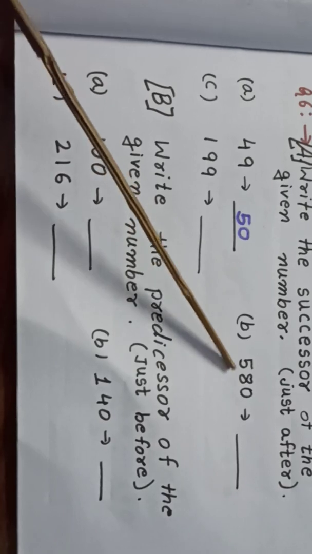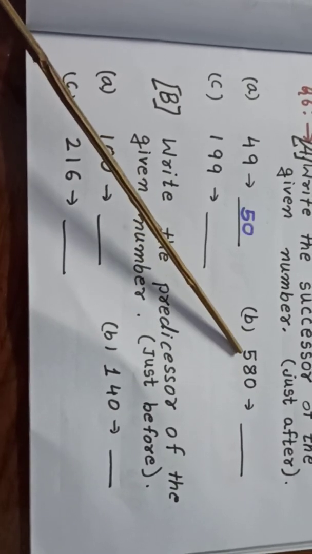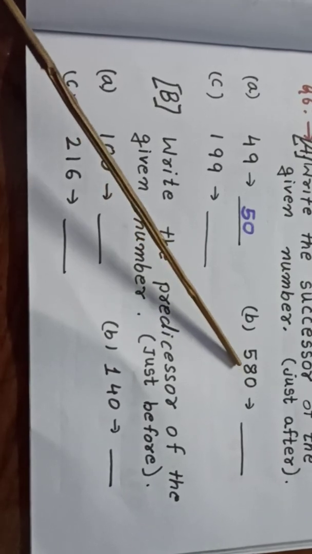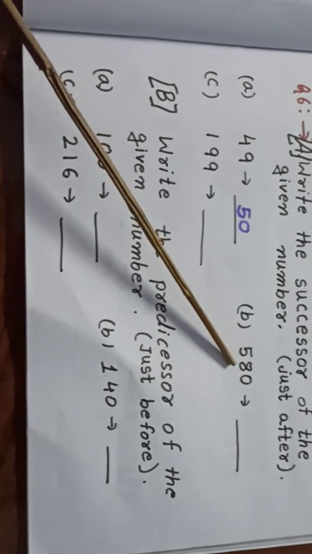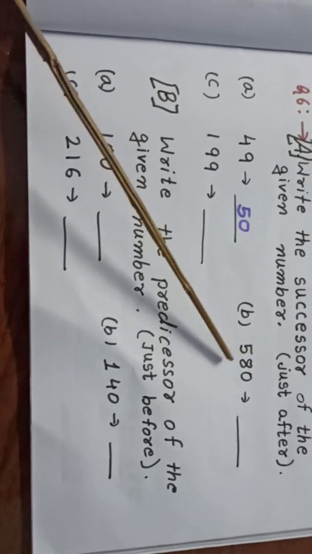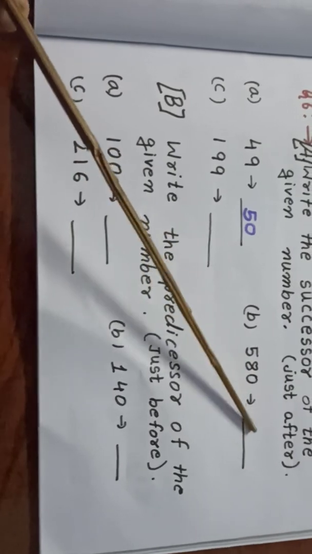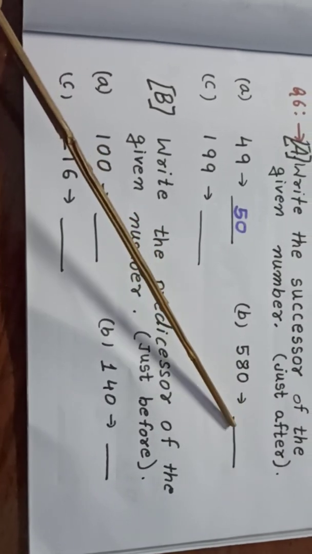Now it's your turn. Children, can you tell me what is the successor of 580? You only have to see the last 2 digits. So what is the successor of 80? Which number will come after 80? Yes, you are right, 81. So we can write the answer 581.